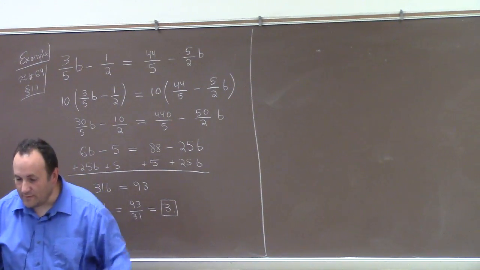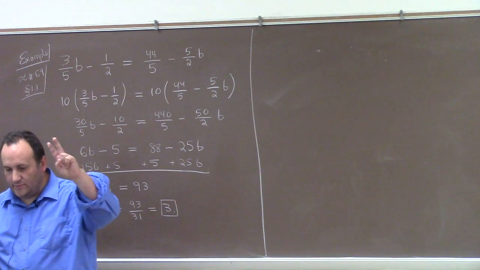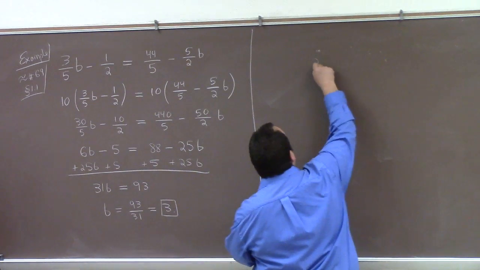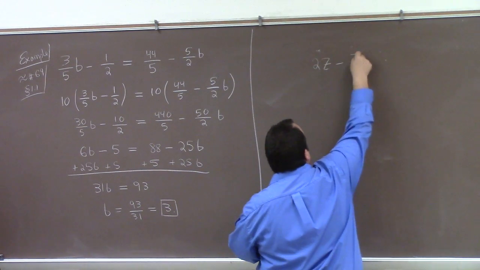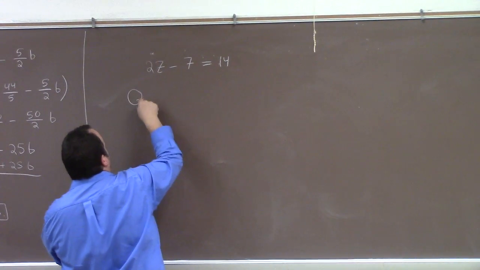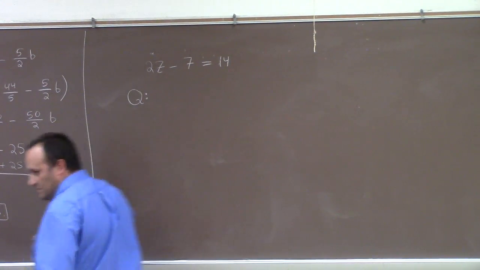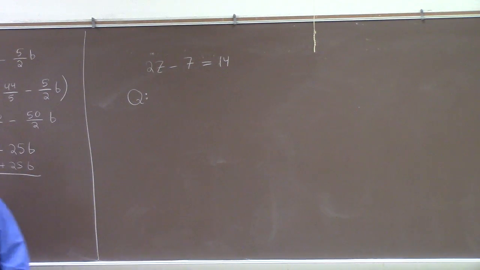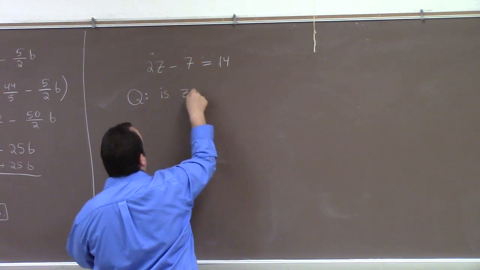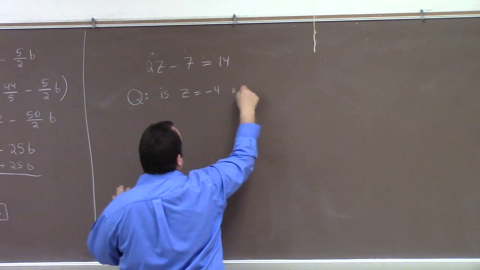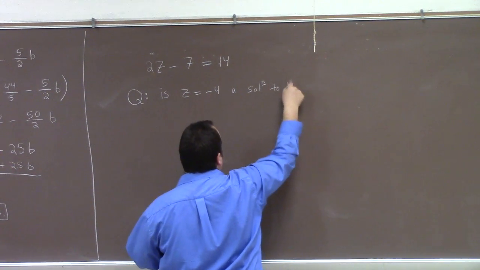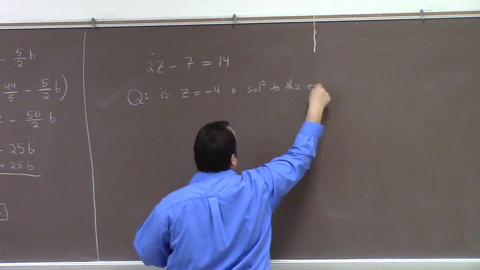Oh, number 3. So we have 2z minus 7 equals minus 14. And so here's the question. Is minus 4 a solution to this equation?